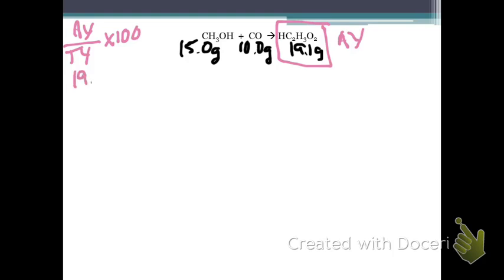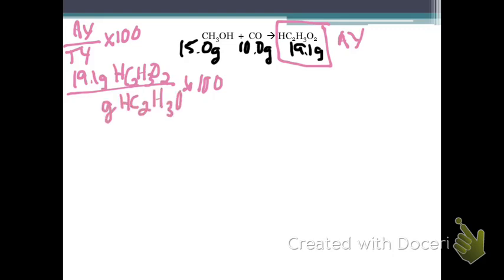Right now I know my actual is 19.1 grams of HC2H3O2. I need to find my theoretical yield and multiply by 100%. I also know that the units of the top and the bottom have to be identical. So I need to find the grams of acetic acid I should have produced. And what I should have produced is going to be based off of what I started with. I also noticed that I have two amounts of two reactants. I groan in my head because I know that this is a limiting reactant problem.